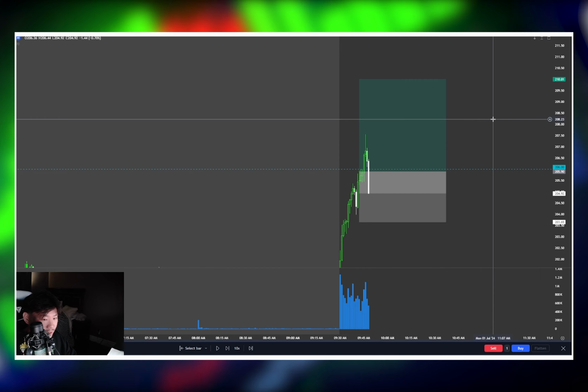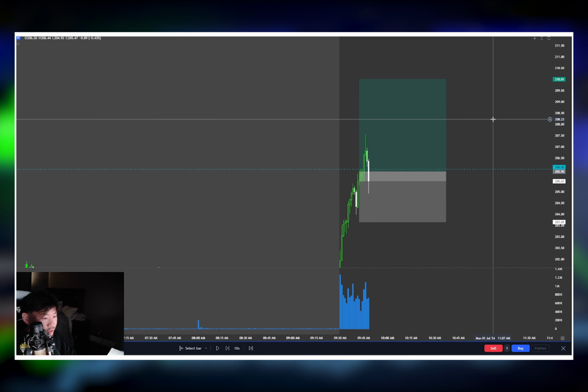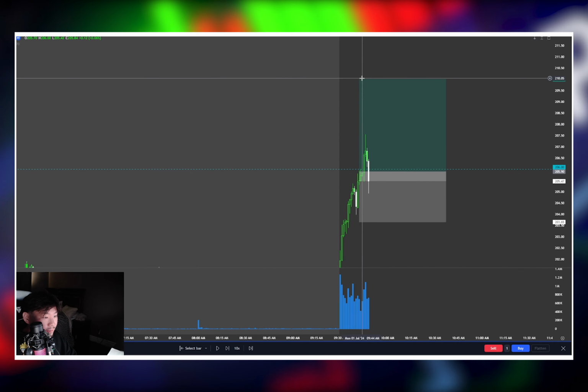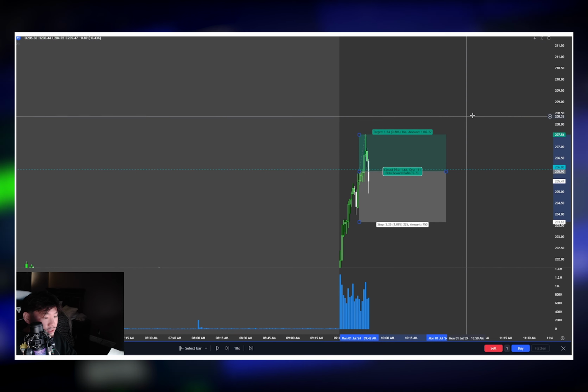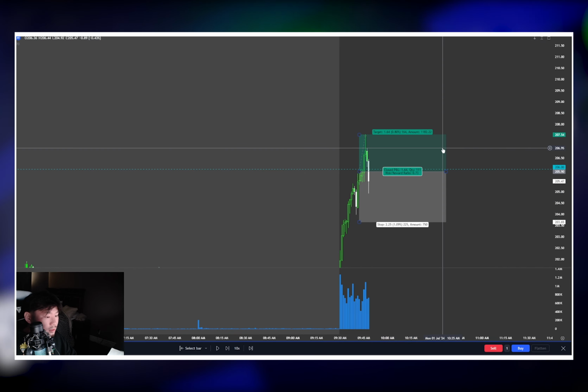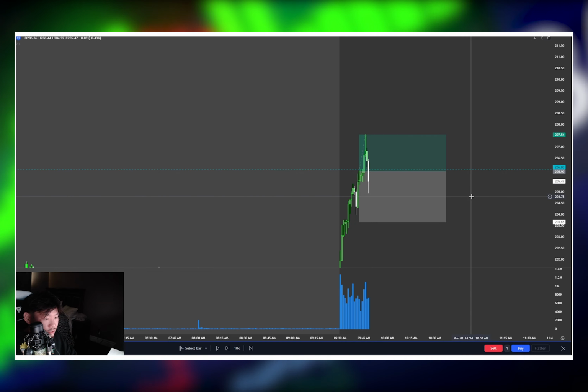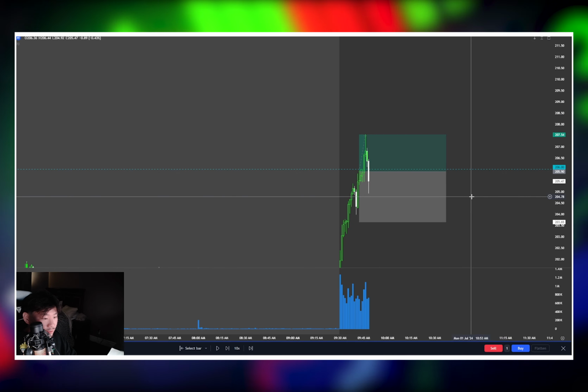And Tesla breaks right through 206. Perfect trade. Although we didn't get an amazing risk to reward on it, it was a solid scalp. So you could have definitely made money on this trade, even though it didn't give you the best risk to reward.